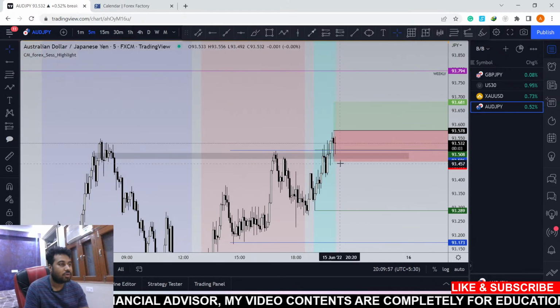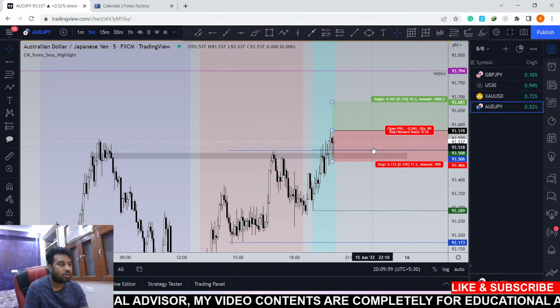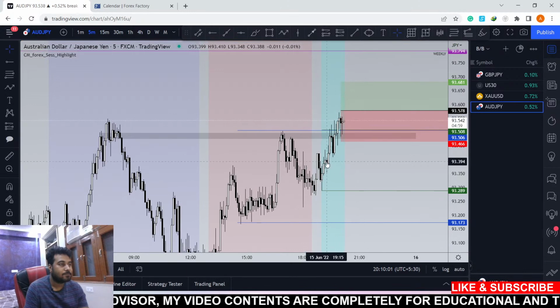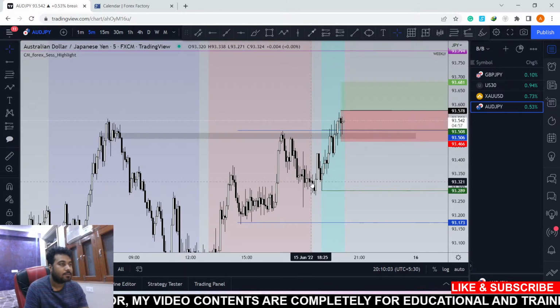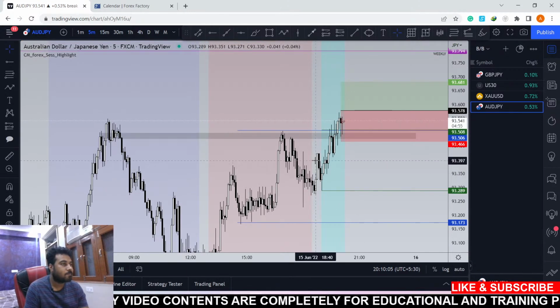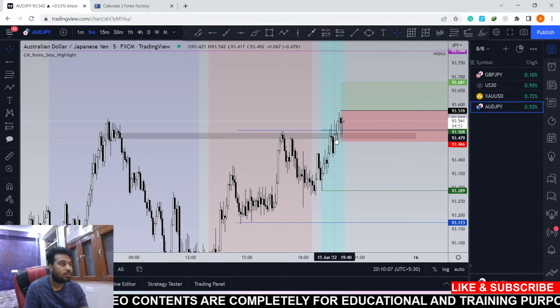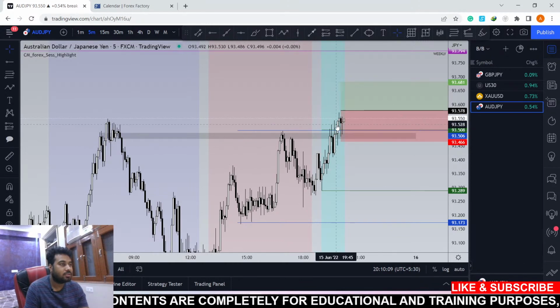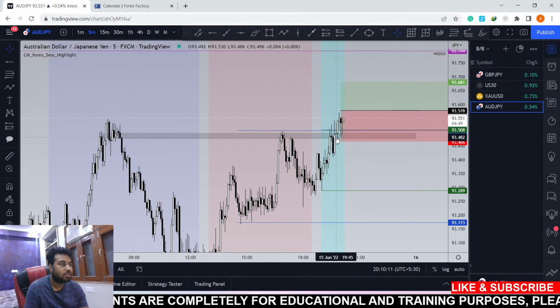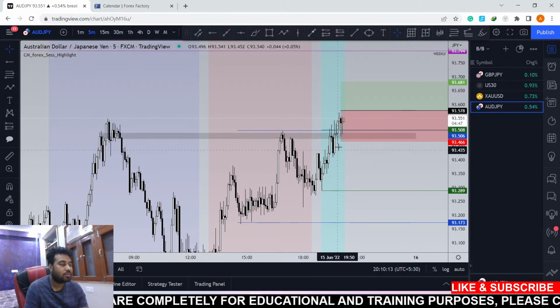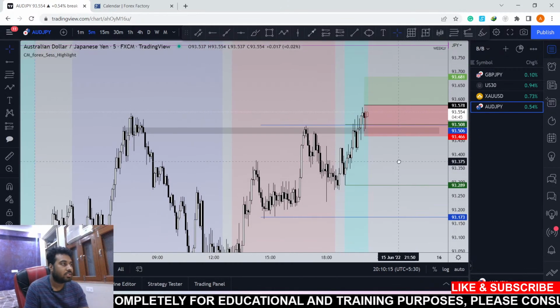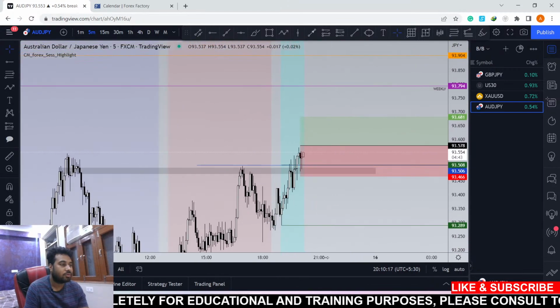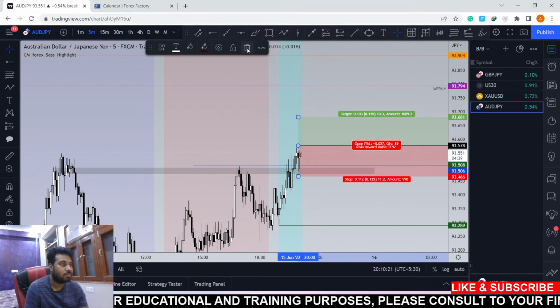Just removing my order, this order. Why? Because I'm not getting any confidence in all these candles. Look at all these wicks in 5 minutes. These are not giving me any sort of confidence to be in the trade. I'm just removing my order.